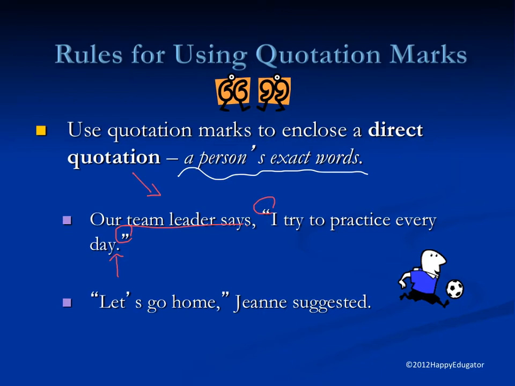Let's look at this example. "Let's go home," Jean suggested. Again, Jean is tagged. She's the one who's talking. We put quotation marks around what Jean says. But she's talking and then we tagged her. So here the punctuation mark is not a period. It's a comma. When the tag comes after the dialogue, instead of a period, it's a comma.